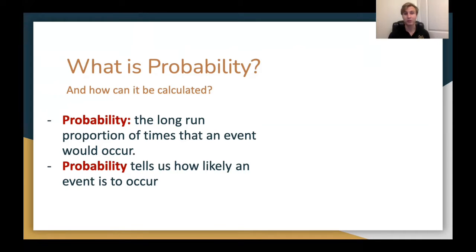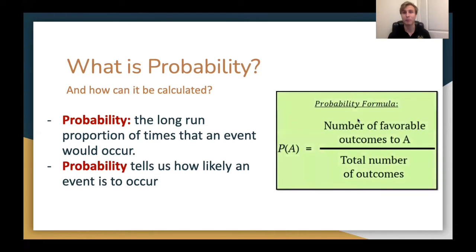And probability tells us also how likely that event is to occur. So we know that probability is scaled from 0 to 1, with 0 meaning an event will not occur, with 1 meaning that event will always occur. And somewhere in between, the closer it is to 1, the more likely it is to occur. The closer it is to 0, the less likely it is to occur. For example, with a coin flip, the probability of heads is 0.5. So there's a 50% chance that a coin flip will be heads.